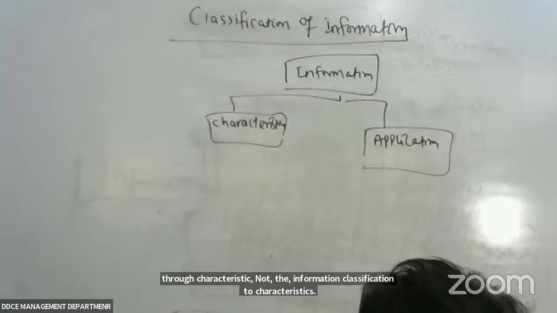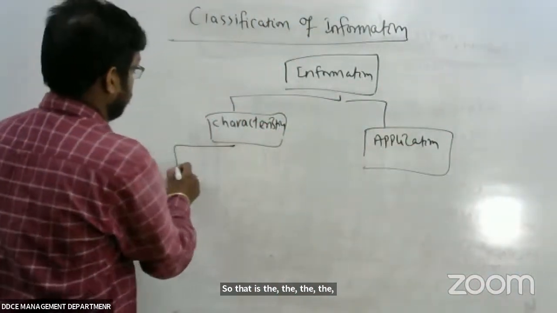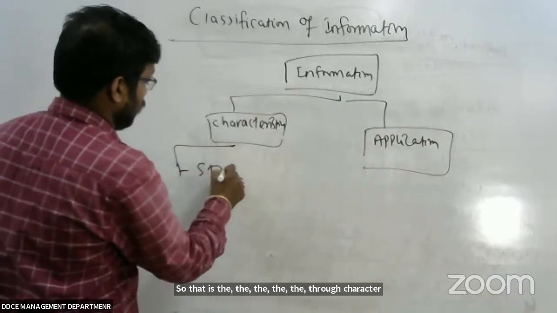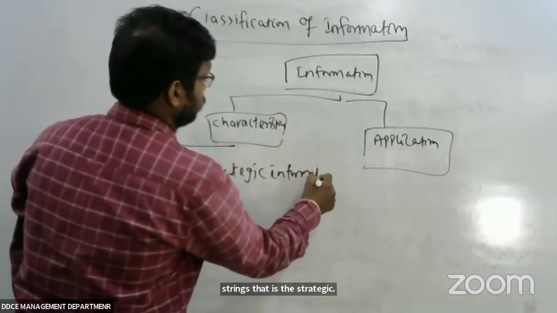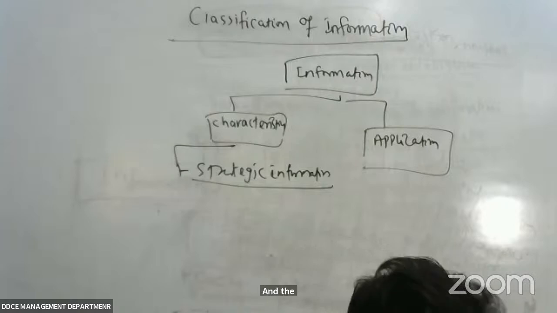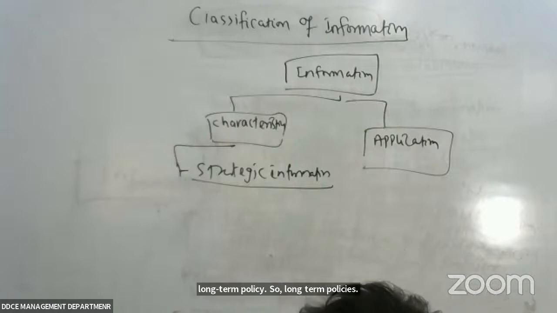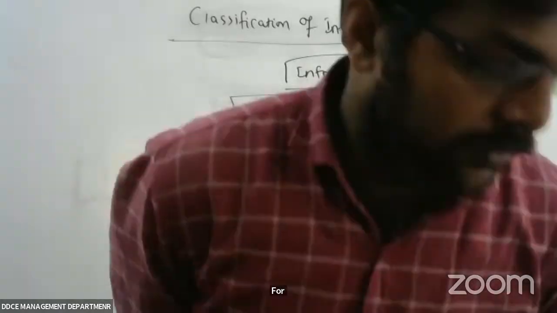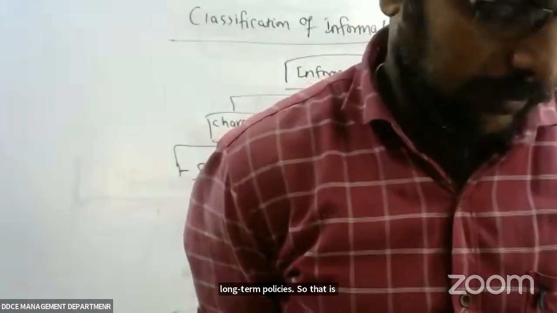So the first type of information, through its characteristics, is strategic information. That is the strategic information. This is related to long-term policy decisions. So long-term policies, for example, when you are acquiring a new plant, what are the long-term policies? That comes under strategic information.